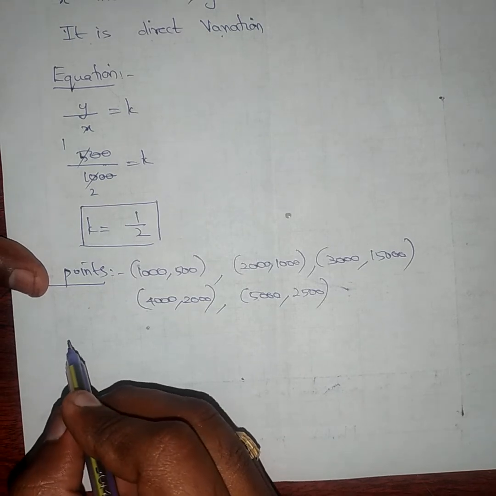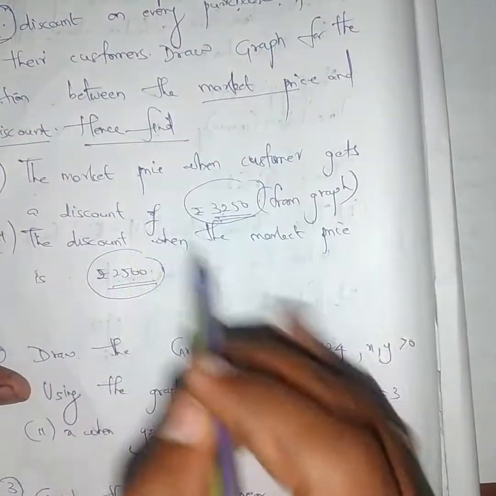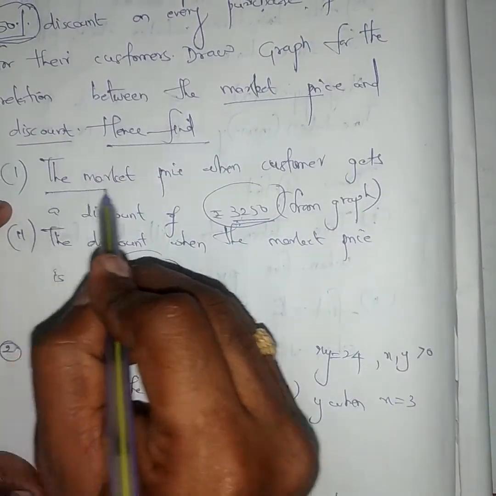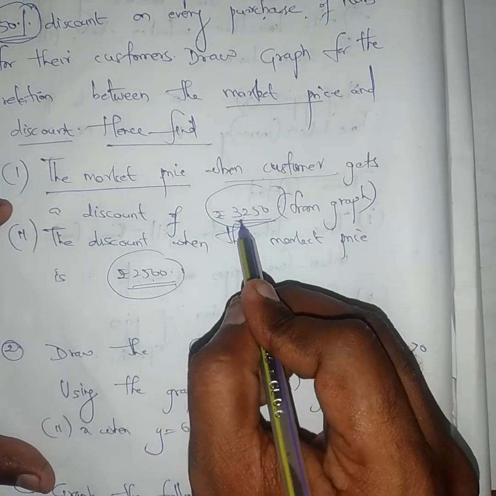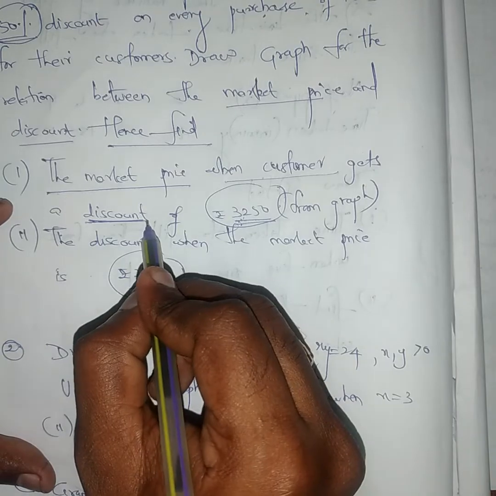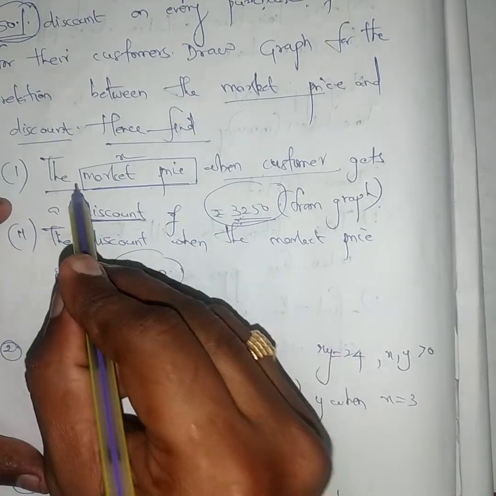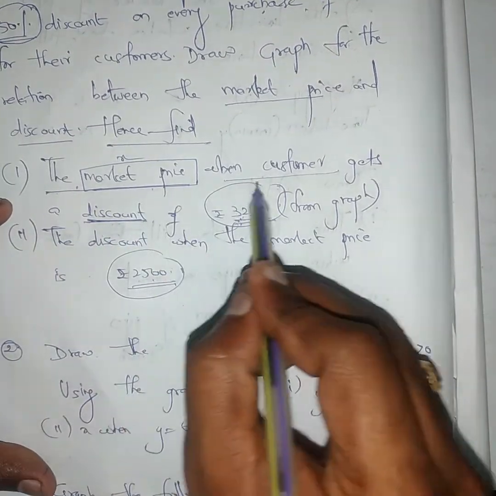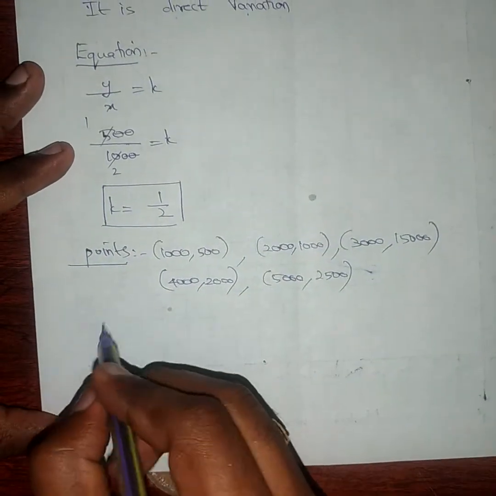Next, they ask us to find the market price when the customer gets a discount of rupees 3,250. Discount is on the y-axis and market price is on the x-axis. To find the market price, I need to find x when the customer gets a discount of 3,250 from the graph. This is our finding.